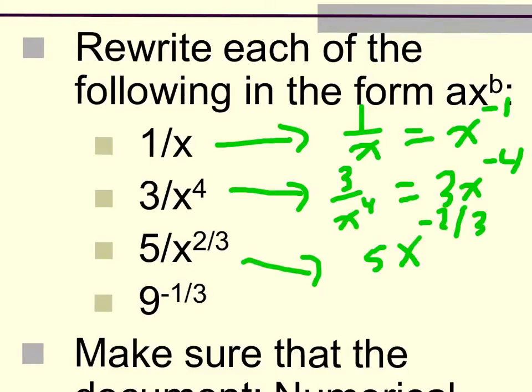Be careful with this one, because this is 9 to the negative 1/3. Notice there's no x. So we cannot rewrite this in the form ax to the b because there's actually not an x there. So this is the one that you would just have to leave as is, and you can't simplify and write it in that form as there is no x.